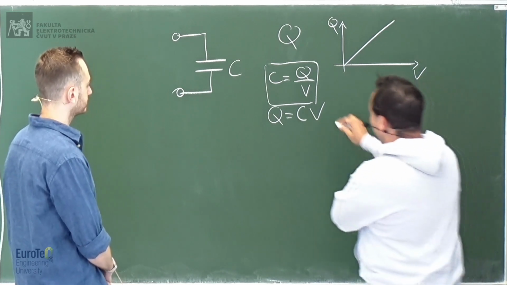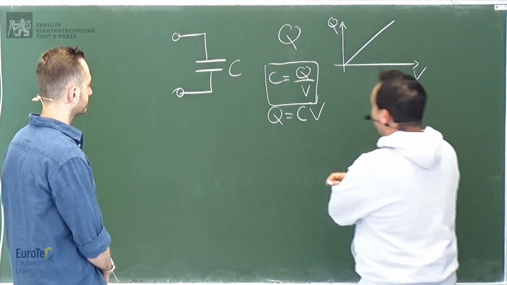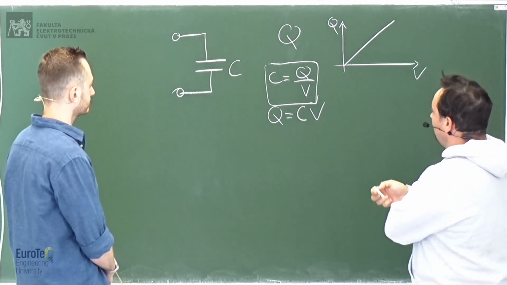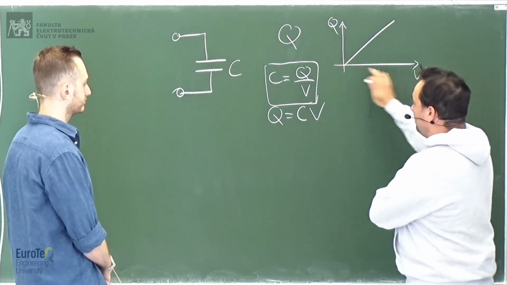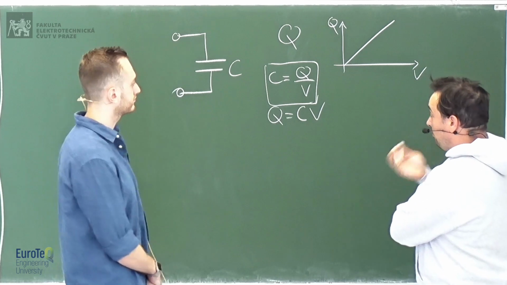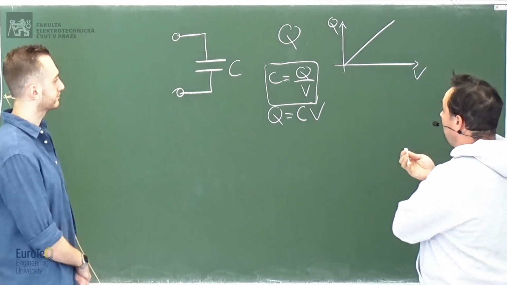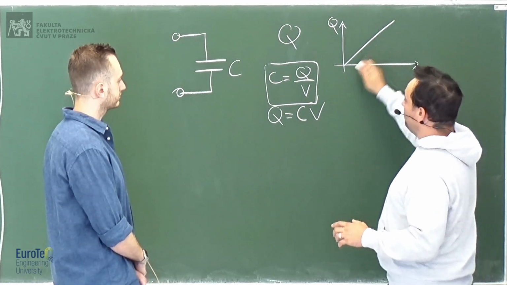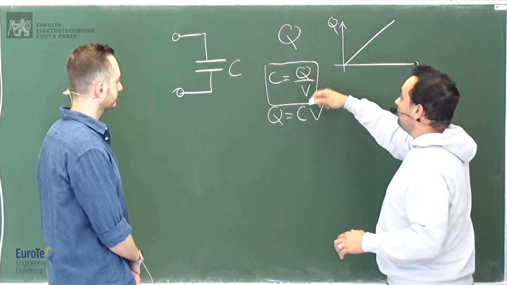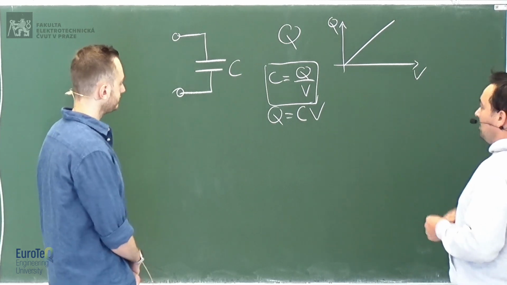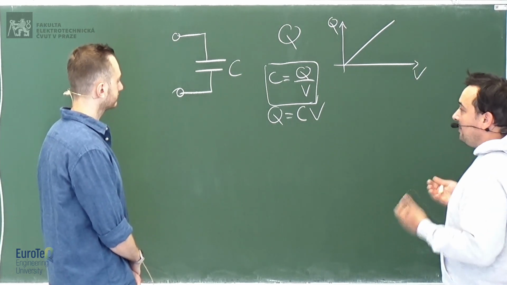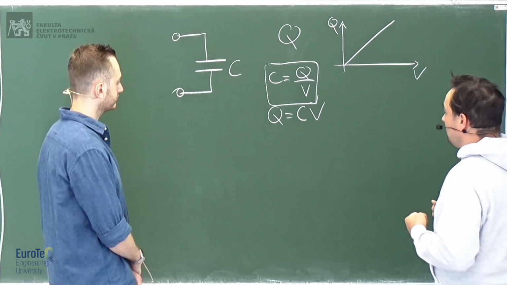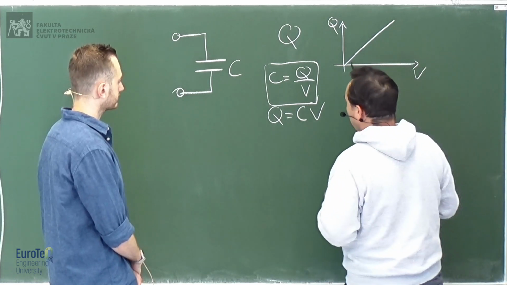In fact, we created this equation because we know that there is a linear relationship between the charge and the voltage. And then we say, okay, we know that there is a linear relationship, and we define the ratio, the slope, as C. C is the slope of this linear relationship. But let's look at the physics behind that.